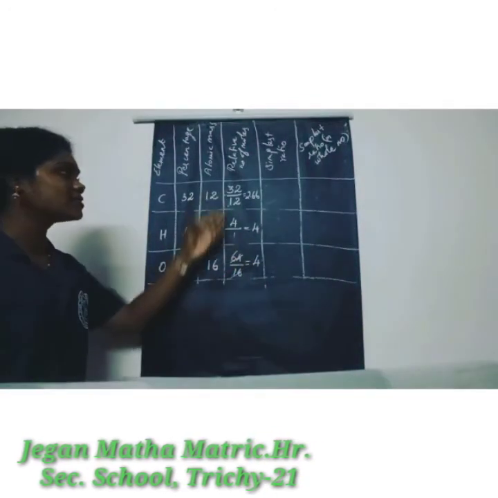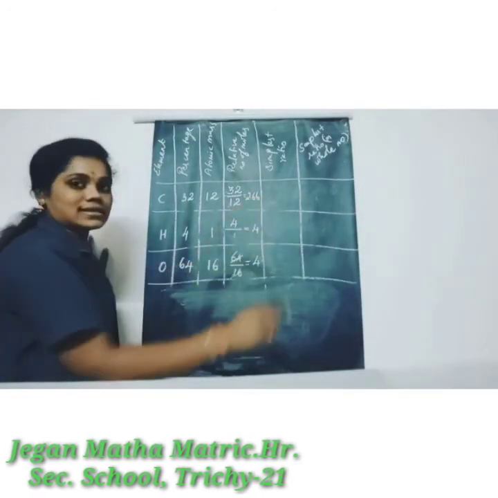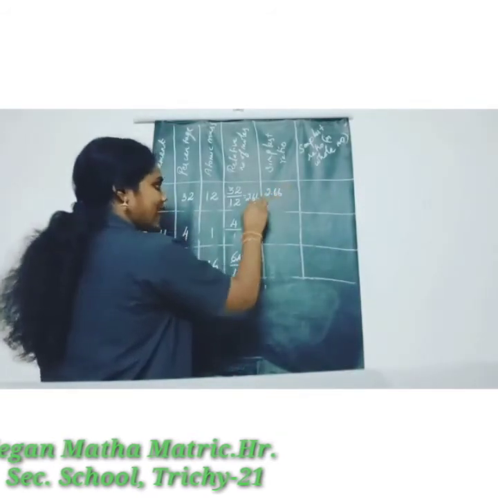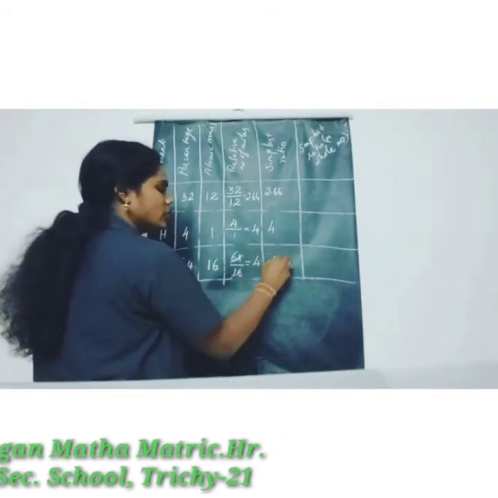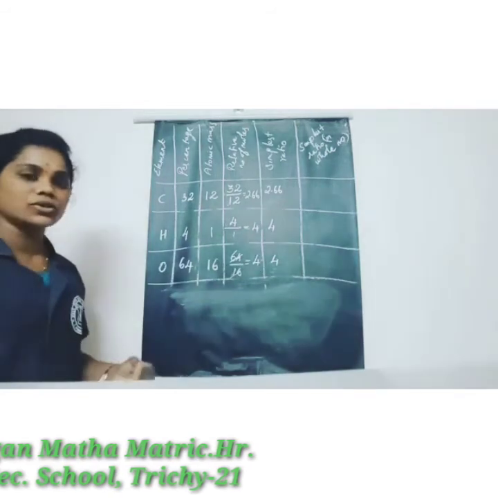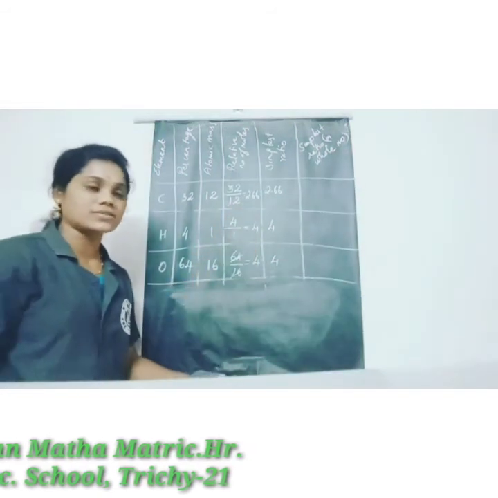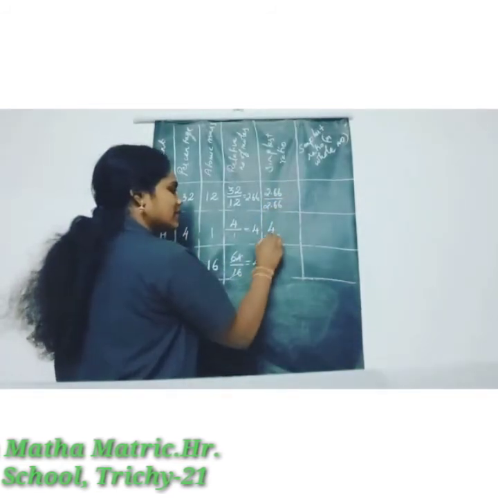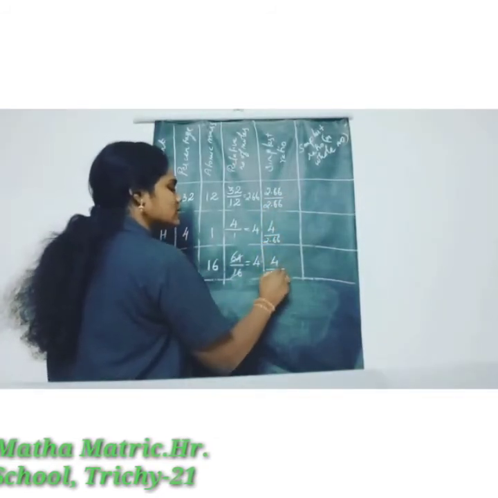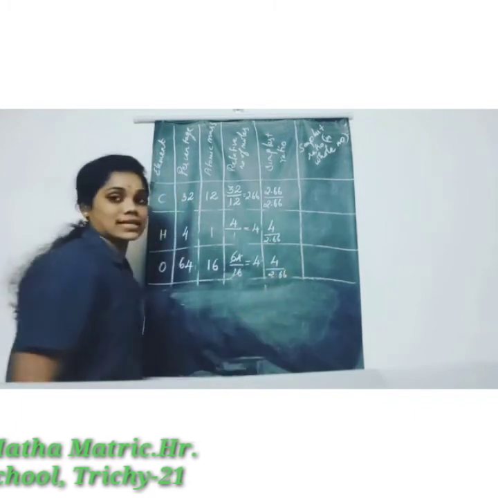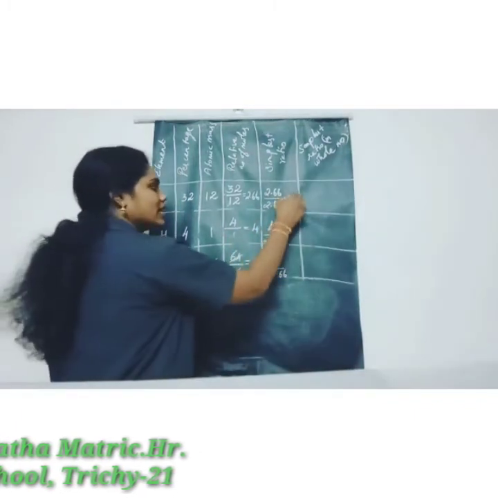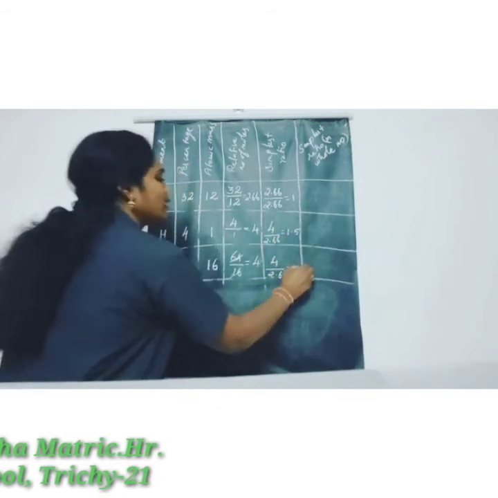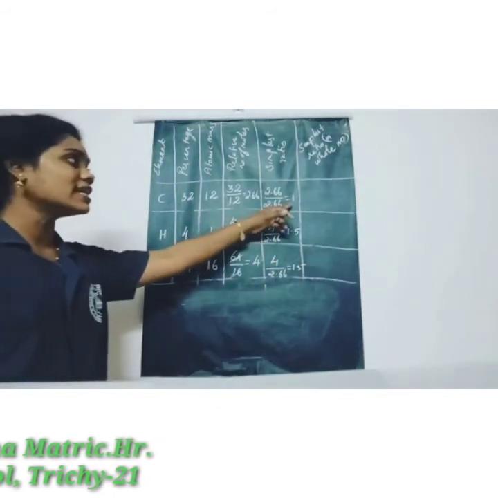Which one is the smallest quotient? 2.66 is the smallest quotient. So 2.66, that is the answer. Here 4, here 4. So we divide by the smallest quotient, 2.66. Here divided by 2.66, here also divided by 2.66. So simplifying, we get 1, here 1.5 and here 1.5. So the first one is a whole number.